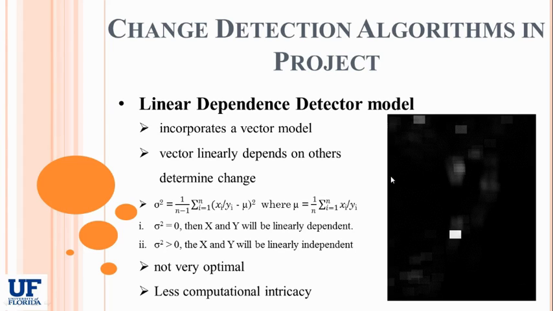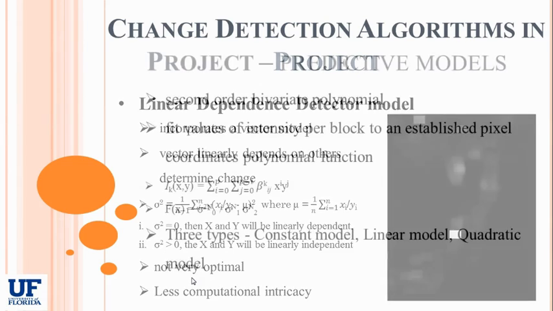You can see that this is the result I got from running this model, and though it is better than the derivative model, you can realize that there are still some changes that are pretty much unimportant to me, because the vector depends on other vectors within this region. Realize that there is overlapping in areas. This is also less computationally intricate in comparison to the next models I'll be taking you through, but it is slightly more intricate than the derivative model, and it's a bit more optimal than the derivative model as well.